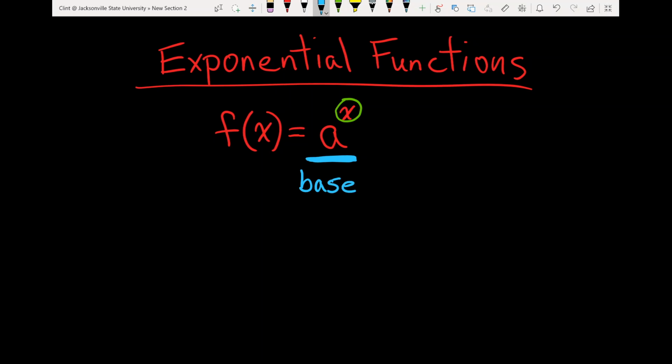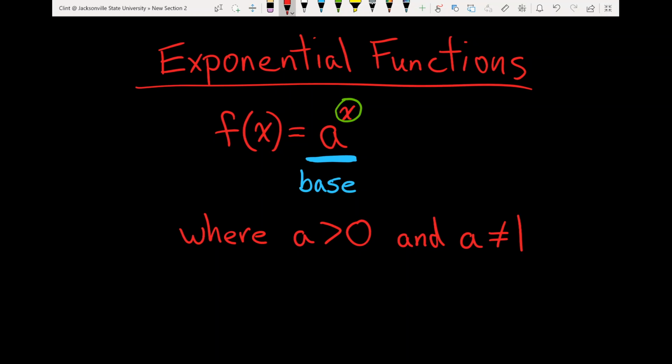And we really only have 2 restrictions on our base. So we won't let our base be 0, so we'll say a is bigger than 0. And we also won't let our base be 1, so we'll say a is not equal to 1. And so those 2 things won't work. Any other number you can use for the base here.